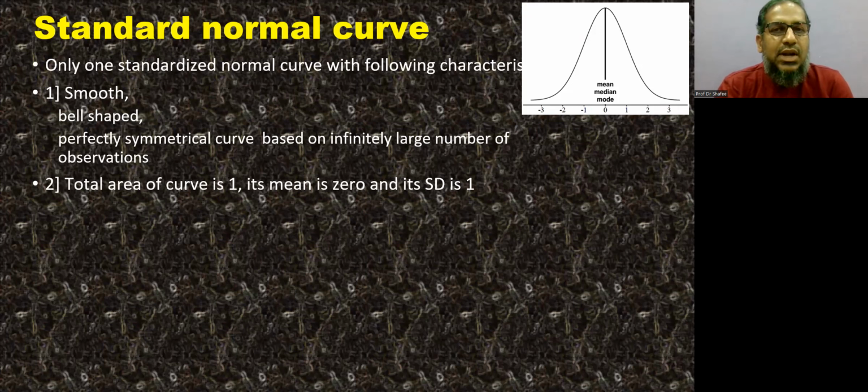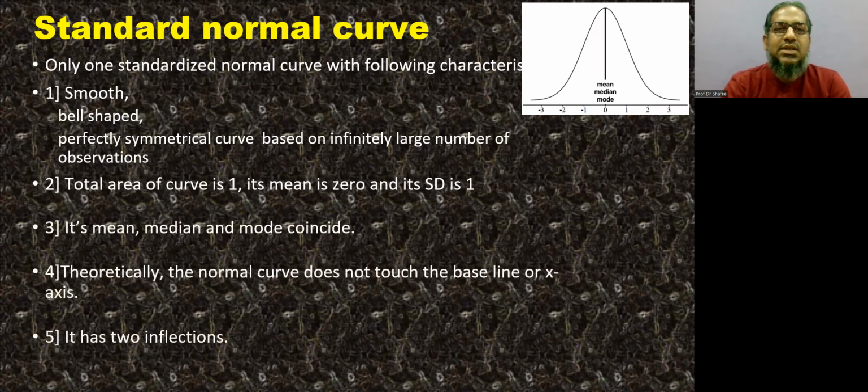So what are the properties or characteristics of the standard normal curve? The curve is smooth, bell-shaped, and perfectly symmetrical, based on an infinitely large number of observations. So observations should be large in number. Total area of the curve is 1, its mean is 0, and standard deviation is 1. Please remember that mean is 0, standard deviation is 1, and area of the curve is 1.